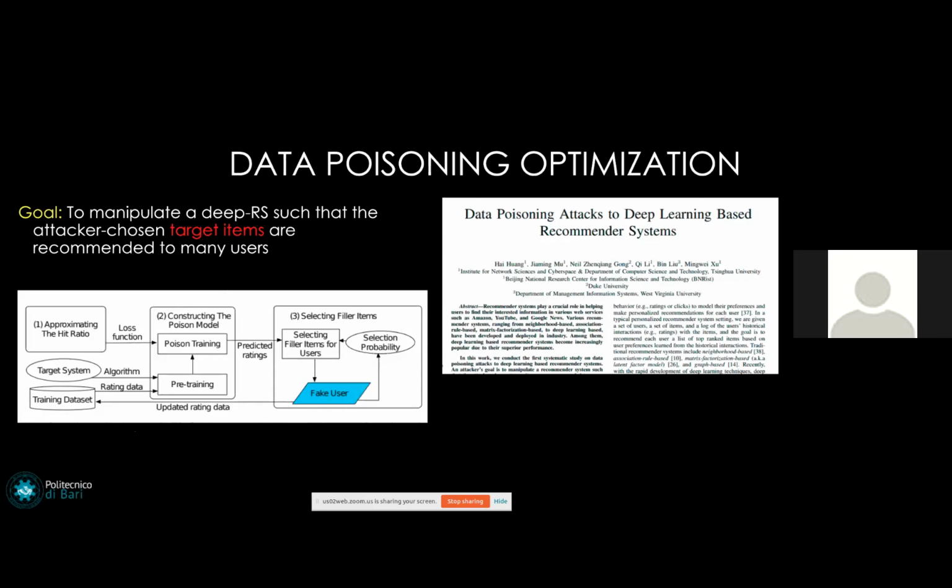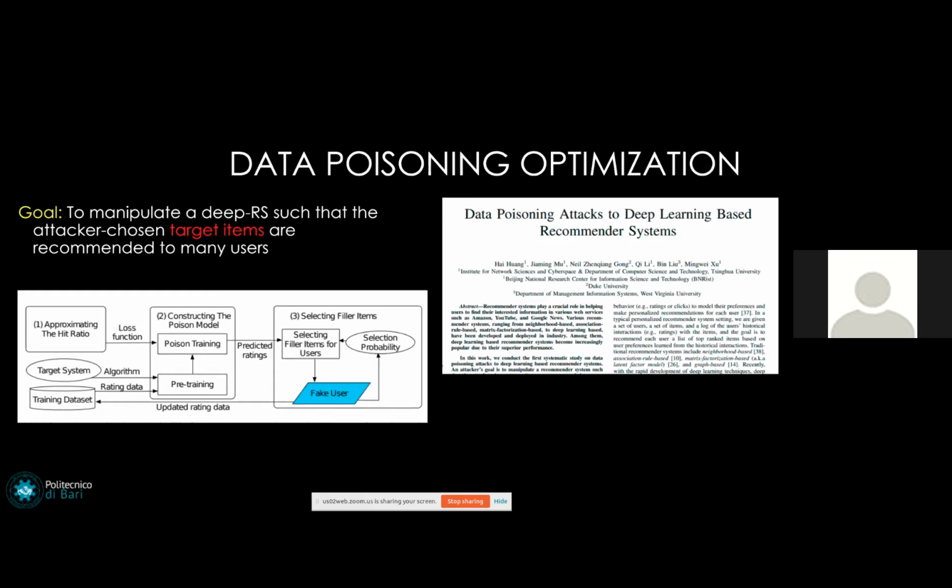Here is an example of data poisoning optimization attacks. So Tommaso mentioned one of them. Basically, it was one of the leading works in the first talk, and this is another example which is focused on deep learning recommender system models. Simply said, as you can see in this chart, the goal of this work is to manipulate a deep recommender system such that the attacker-chosen target items could be recommended to many users.